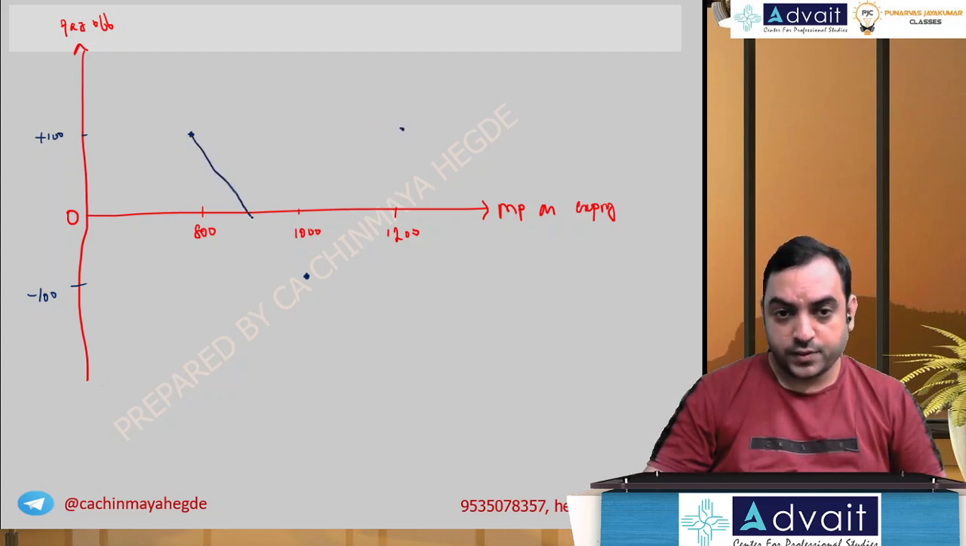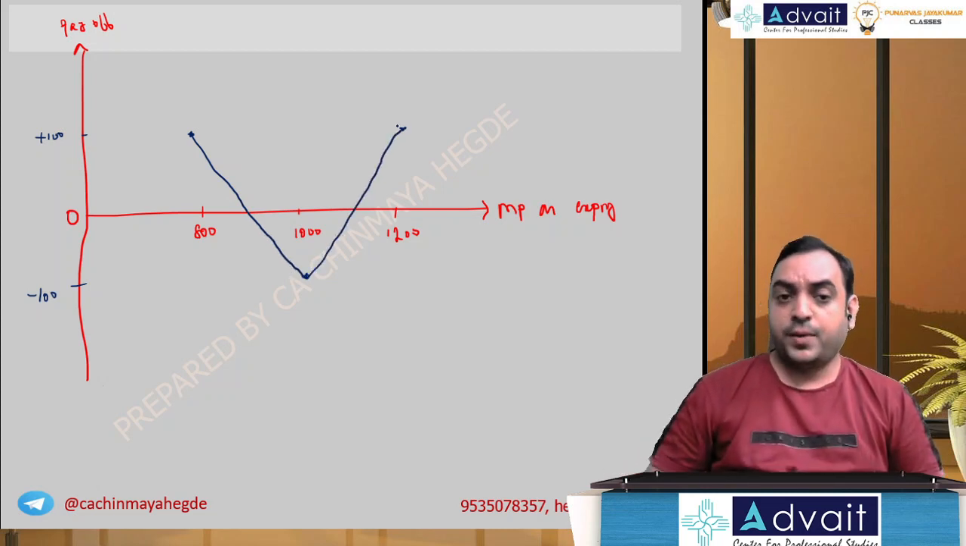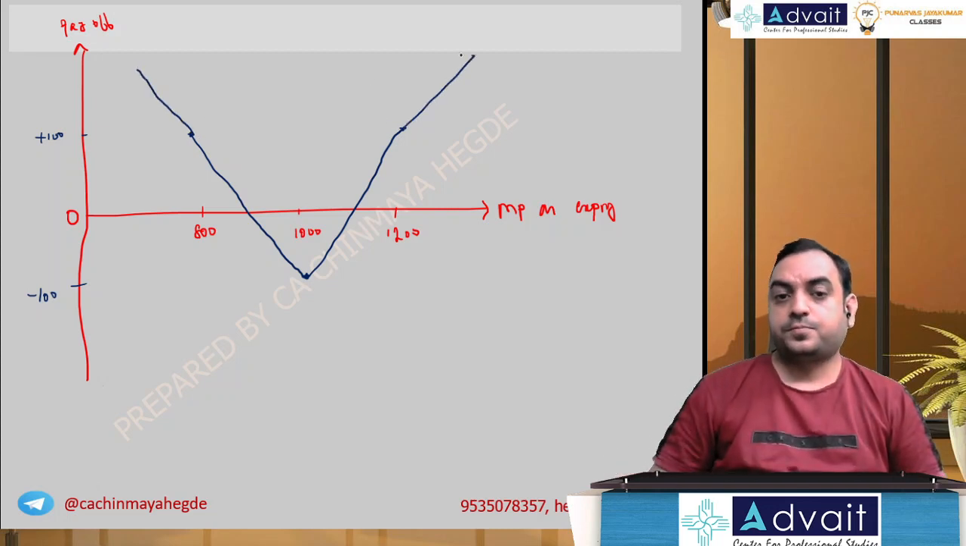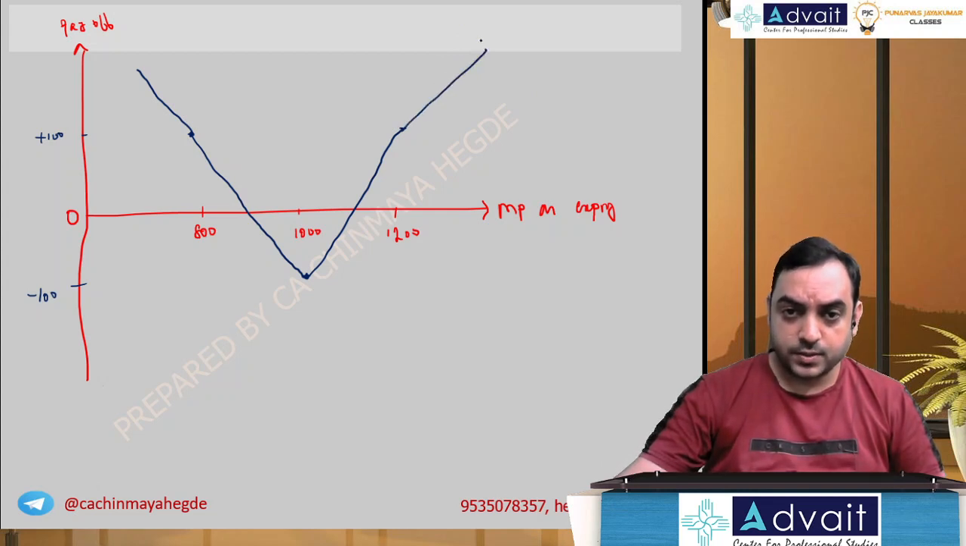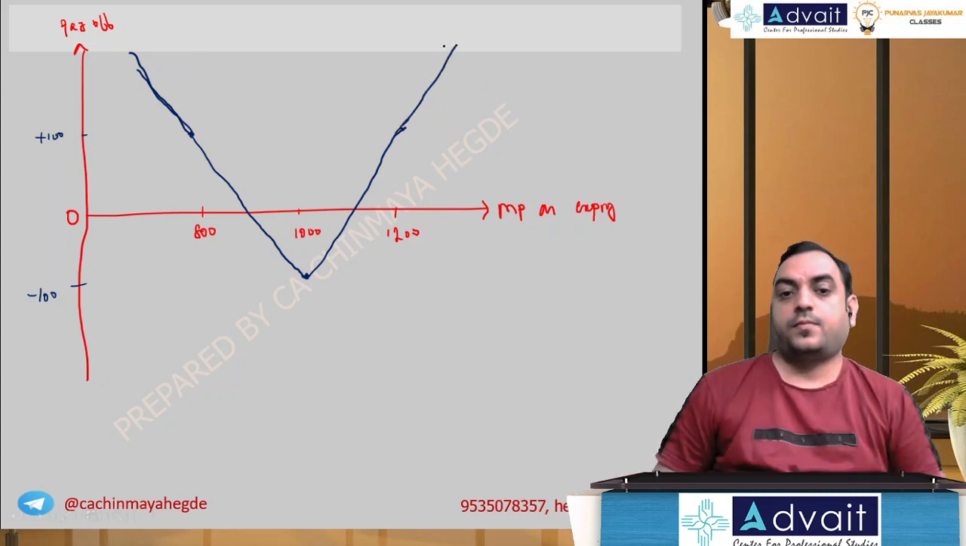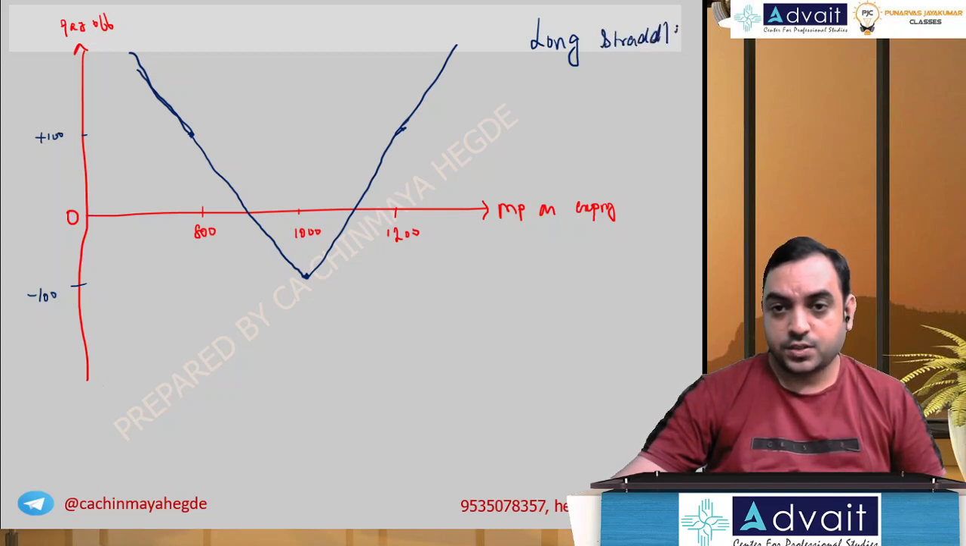So if you join the points, it will happen like this. You can extend further. Draw a straight line as far as possible. Okay, it's kind of a V shape. Actually there is a name for this strategy. This strategy is called a long straddle. Long straddle.